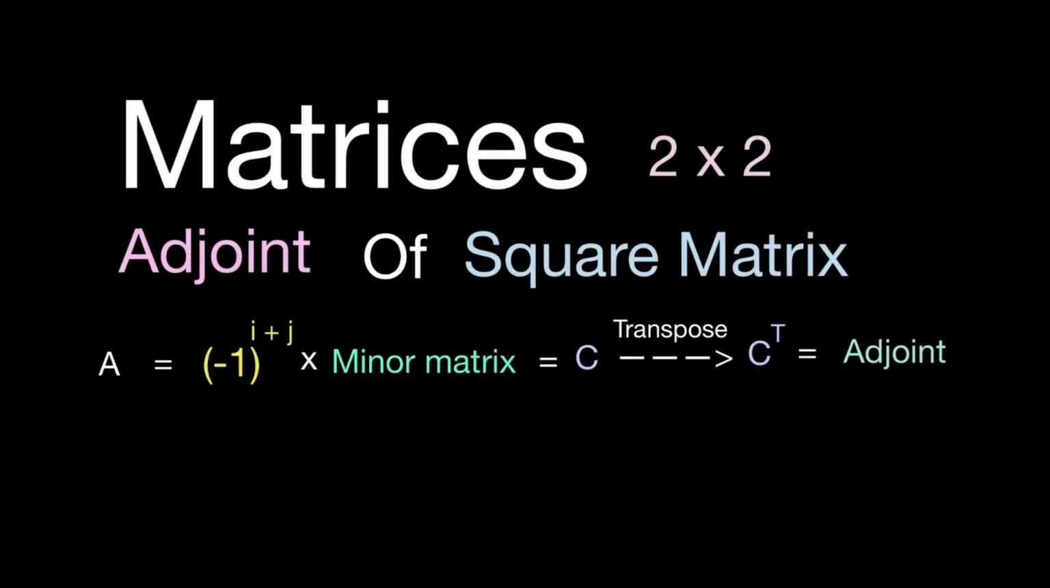Matrices, 2 by 2, adjoint of a square matrix. So we have a matrix A, and each element has its position: A11, A12, A21, A22. Every matrix element has its sign number. A11 is +1, A12 is -1, A21 is -1, A22 is +1.